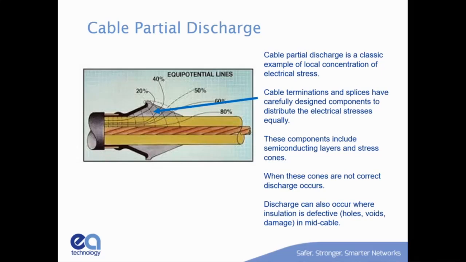And so we need to put something in the end of that cable to gradually reduce the field strength to where air can handle it. If you don't, you're going to get discharge. And this is the most common thing. Mistakes made in any kind of construction at the end of the termination are going to give you discharge.